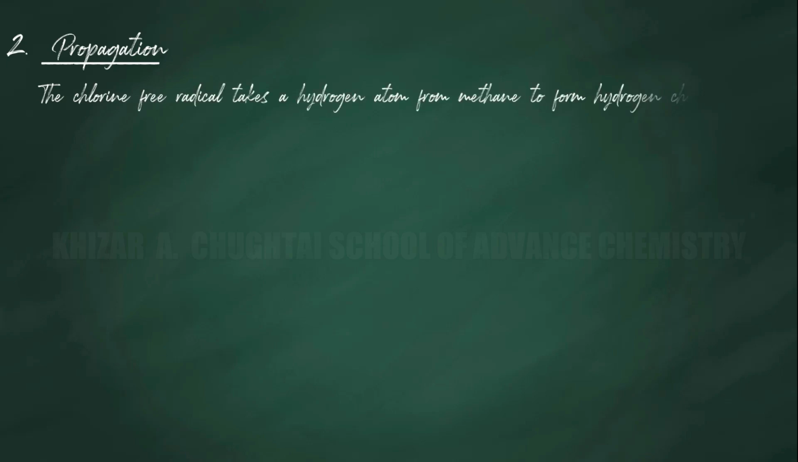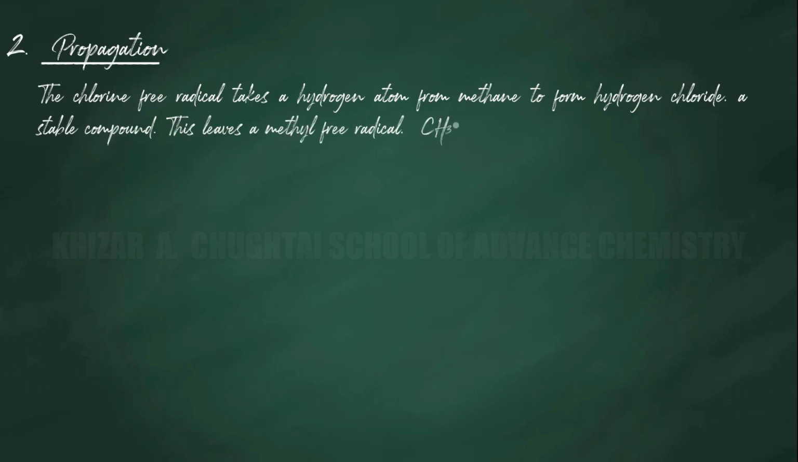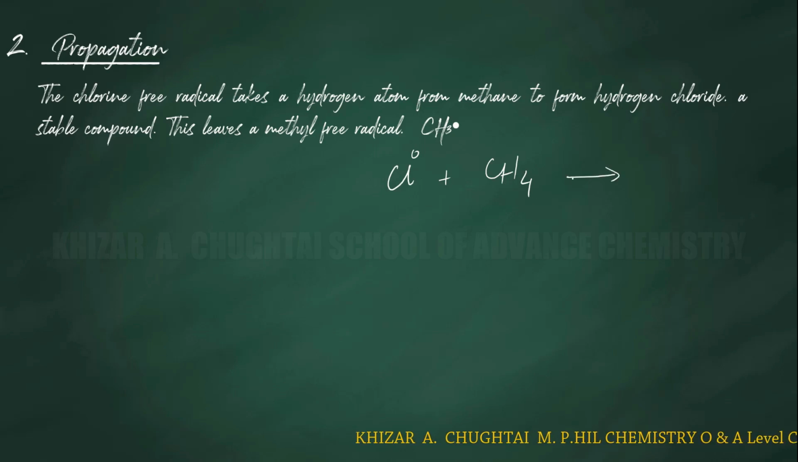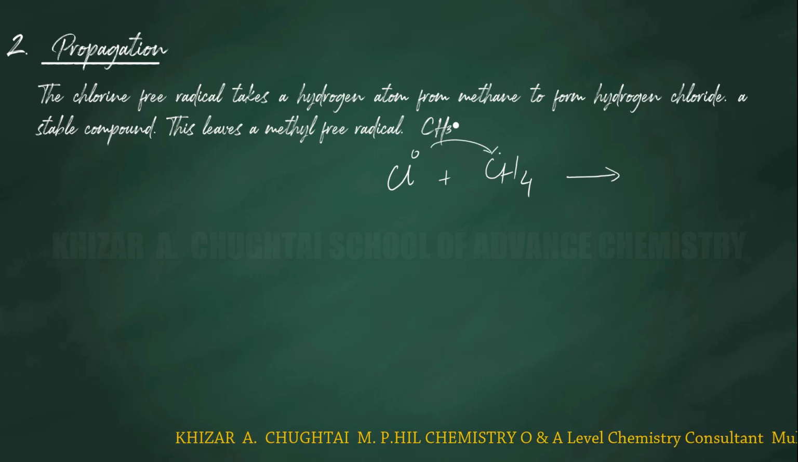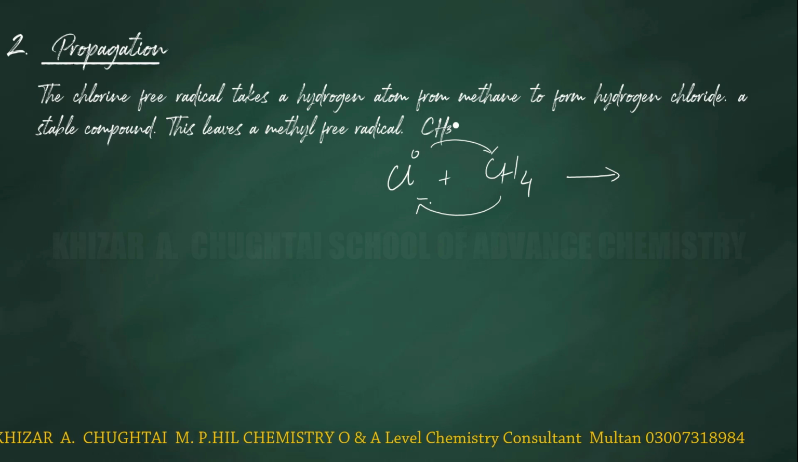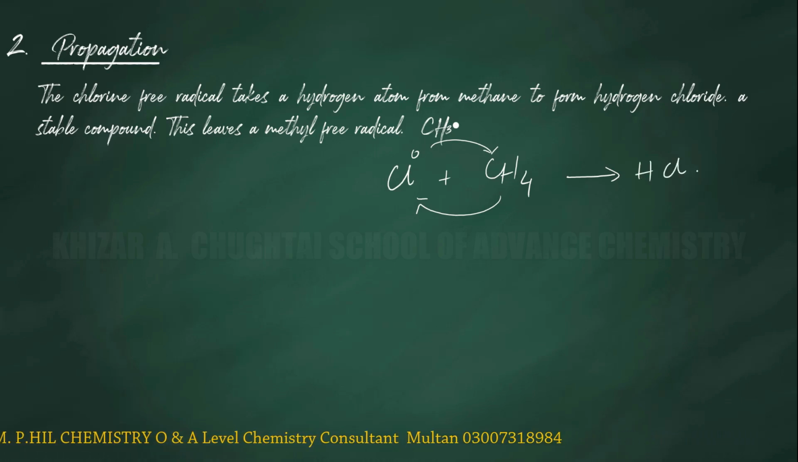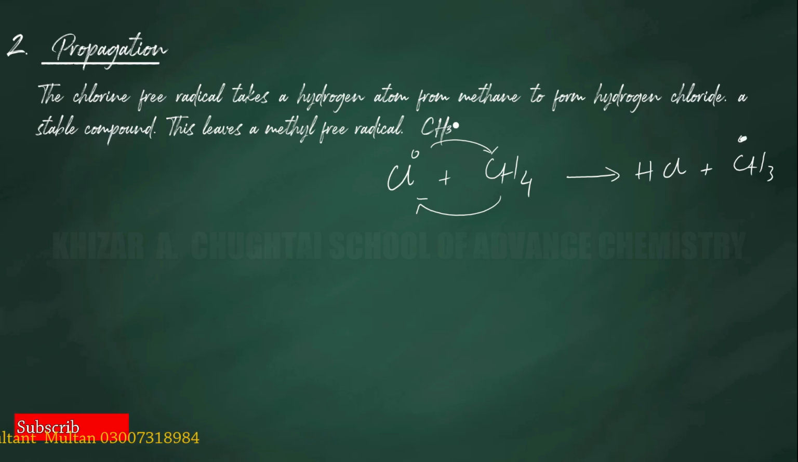Propagation step. The chlorine free radical takes a hydrogen atom from methane to form HCl, a stable molecule, and this may also make methyl free radical. Cl radical, when reacting with methane, there is exchange of free radical by hydrogen atom. HCl and CH3 free radical formation takes place.